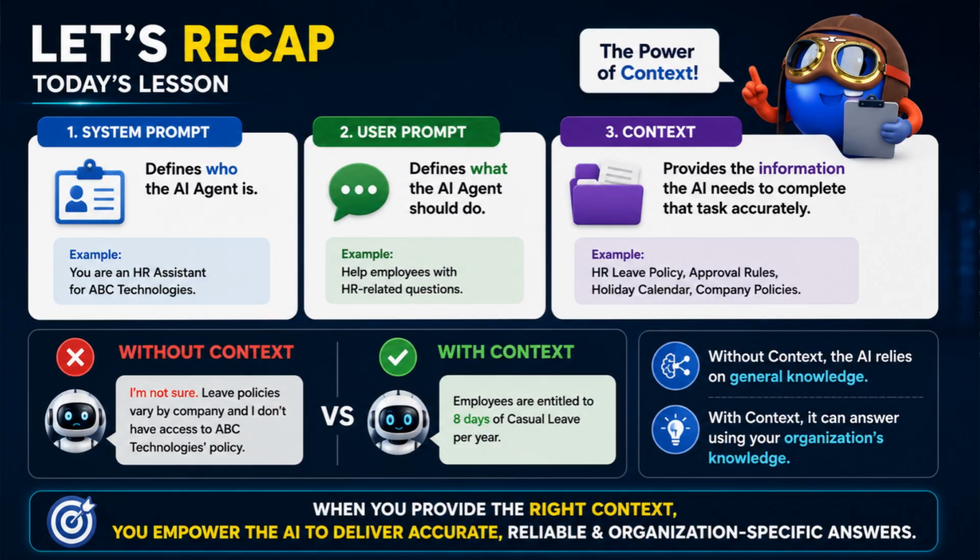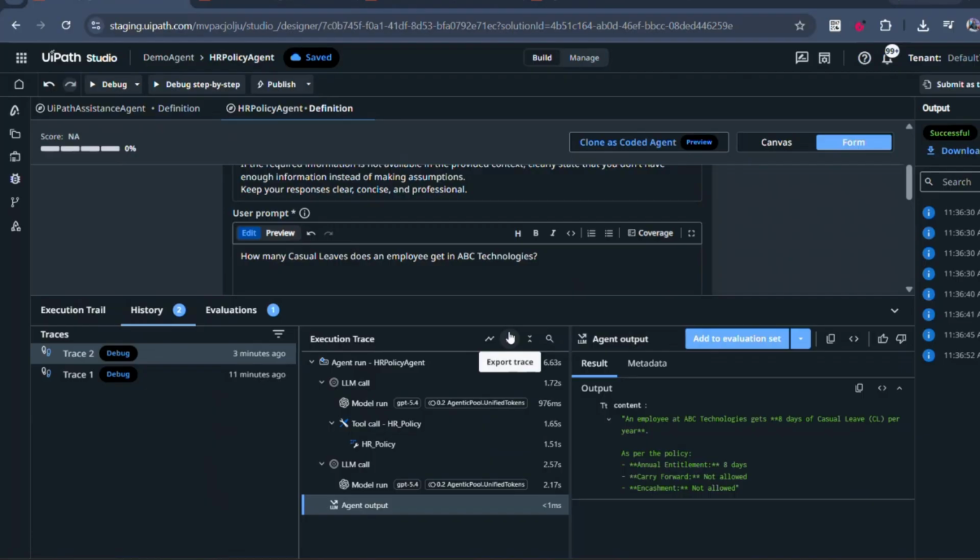Let's quickly recap today's lesson. A system prompt defines who the AI agent is. A user prompt defines what the AI agent should do, and context provides the information the AI needs to complete the task accurately. Without context, the AI relies on general knowledge. With context, it can answer using your organization's knowledge. In the next video, we'll explore tools and learn how AI agents can go beyond answering your questions by interacting with applications, APIs, and automation workflows.